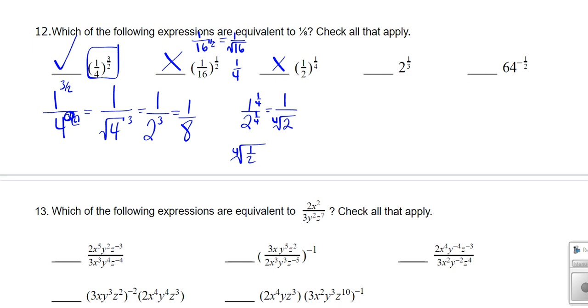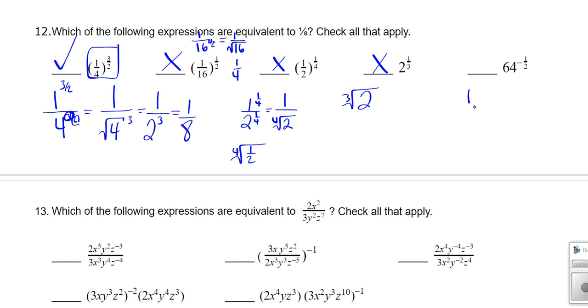And then the next one, 2 to the 1/3, that's just the cube root of 2. Those are the same, those are equivalent expressions. You need to get used to seeing these things as the same thing, a root and a fractional power. Root, rational exponent. Root, rational exponent. Okay, so the cube root of 2, also not 1/8.